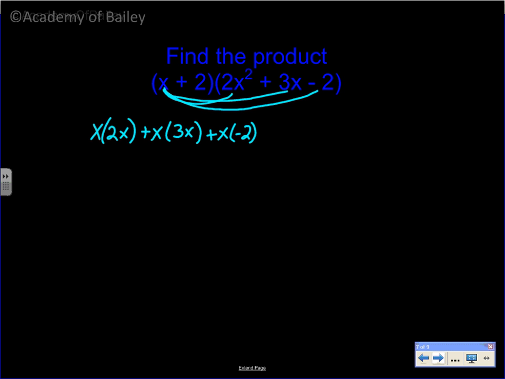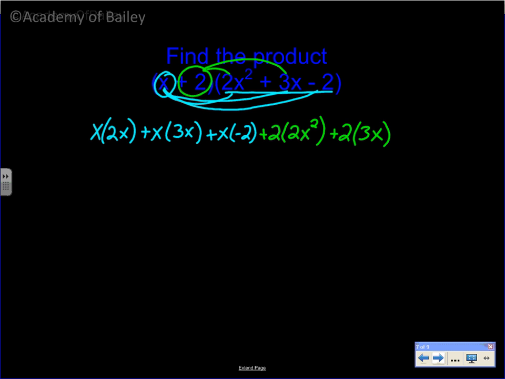So we've multiplied x by everything in the second parentheses. Now let's go ahead and multiply this positive 2 by everything in the second parentheses. So we have positive 2, and we'll multiply it by 2x squared. Positive 2 multiplied by 3x. And positive 2 multiplied by negative 2.